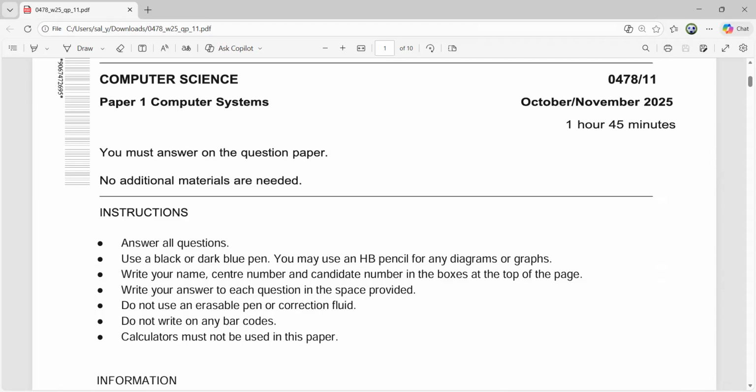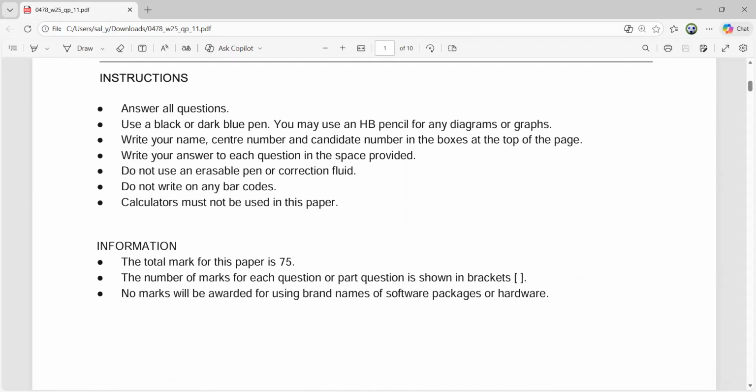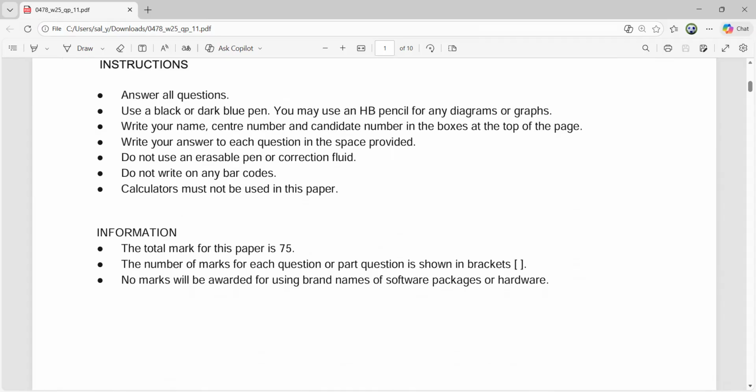Write your name, center number, and candidate number in the given boxes at the top of the page. Write your answer to each question in the given space. Do not use an erasable pen or correction fluid. Do not write on any barcodes. Calculators must not be used in this paper. The paper is of 75 marks. The number of marks for each question or part question is given in brackets. No mark will be awarded for using the brand name, so please refrain from using the brand name of any software package or hardware.